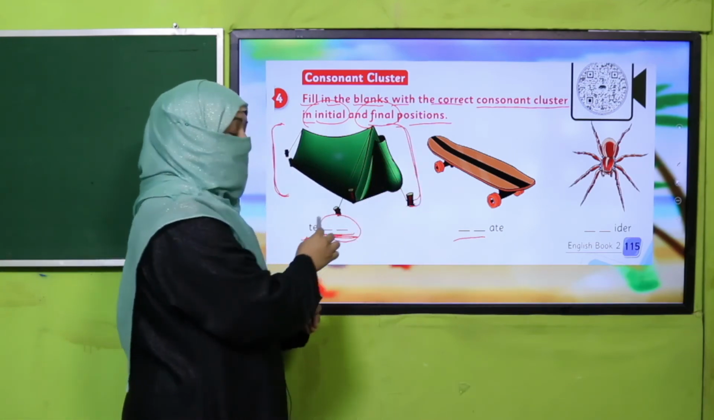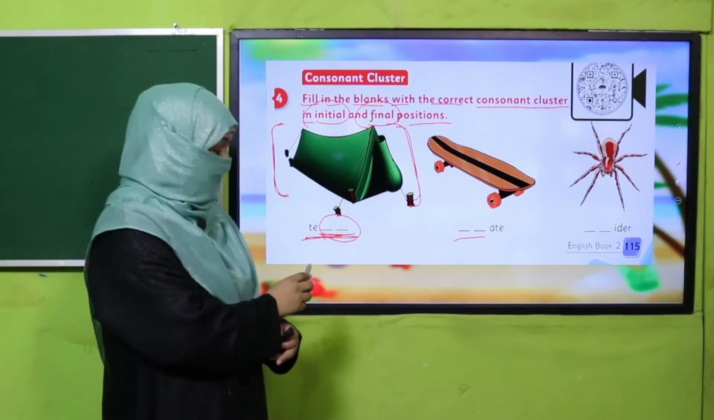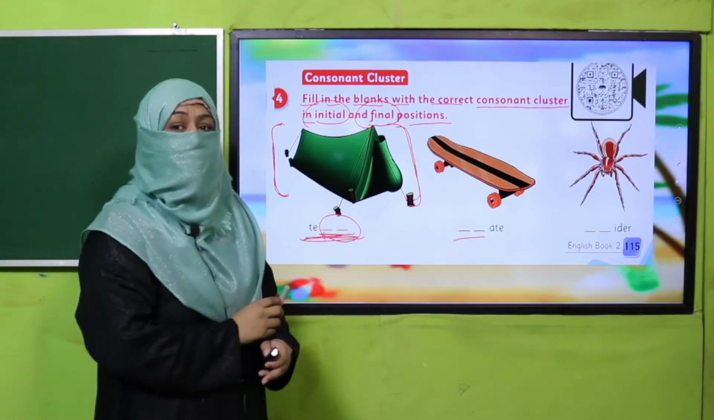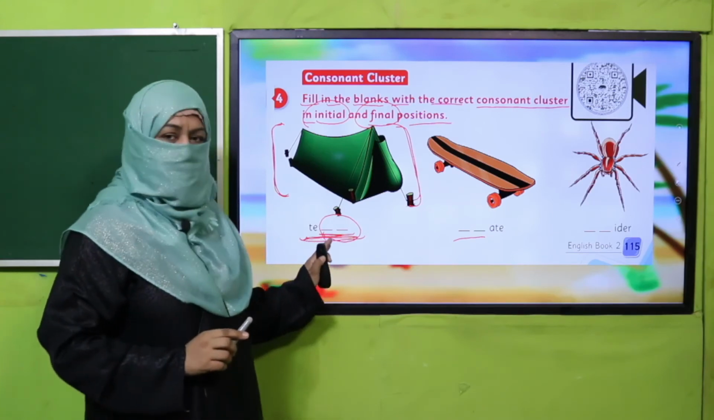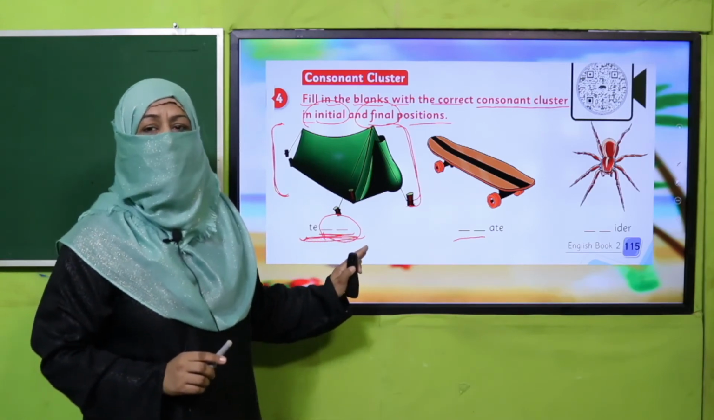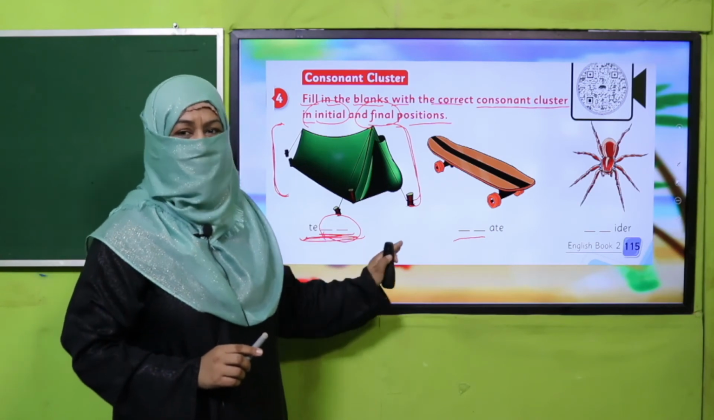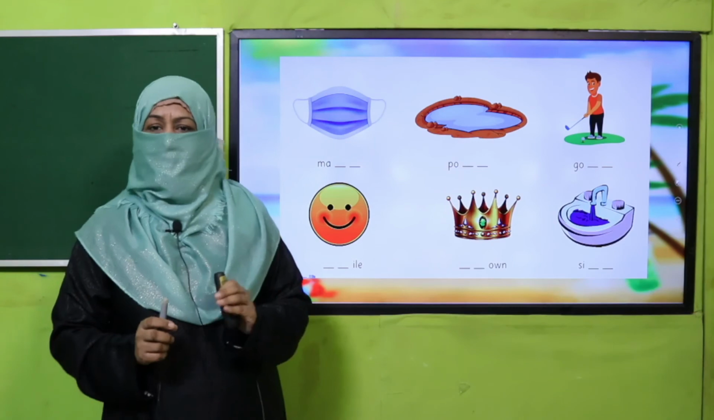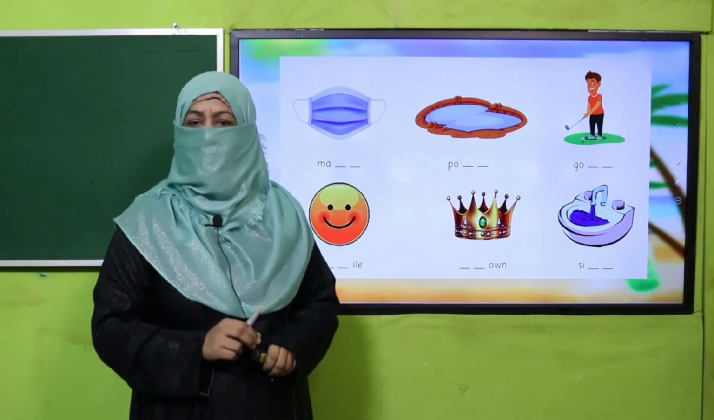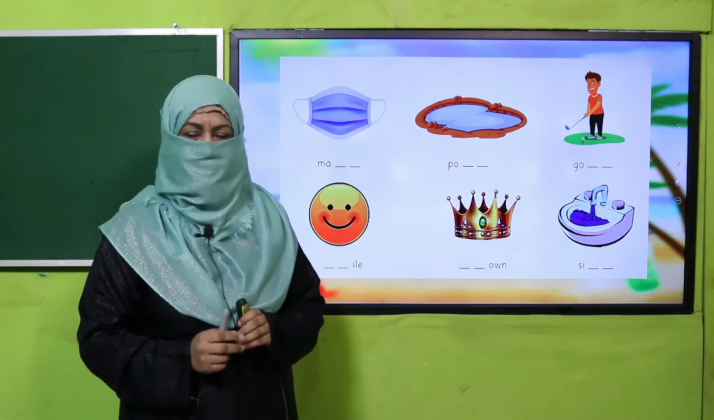For example, look at this picture, what is it? It is tent. So how do we spell tent? And be focused, both of these letters are consonants to complete this word, right? So this is how you will complete this exercise in your book. So pause the video, complete this question and then come back.